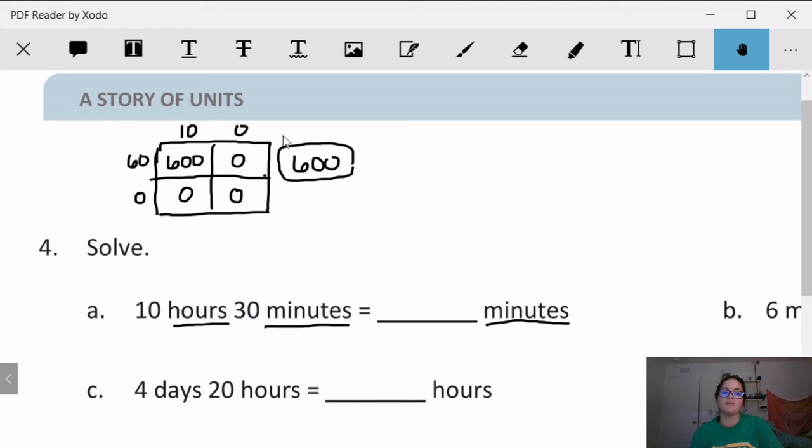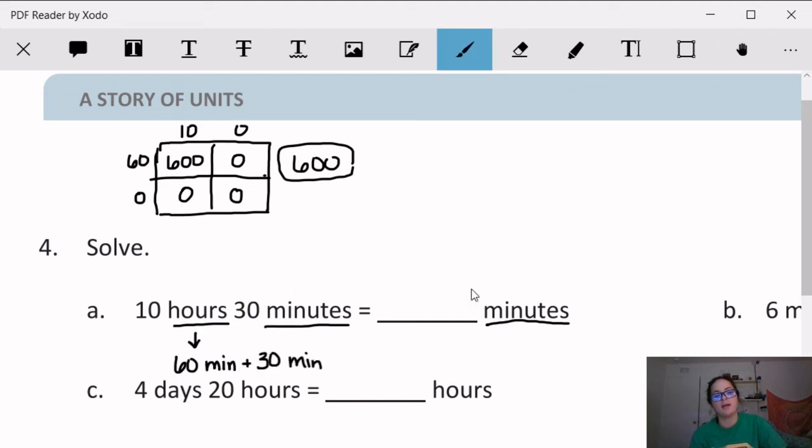Some of you might not even have needed an area model to realize that, because we know from module 1 that if you multiply anything times 10, everything moves up one place value to the left. So we turn 10 hours into 60 minutes. And then, like I said before, we have some 30 minutes here that need to be added on to our answer before we have a final result. So we've got 60 minutes plus 30 minutes, which is 90 minutes.